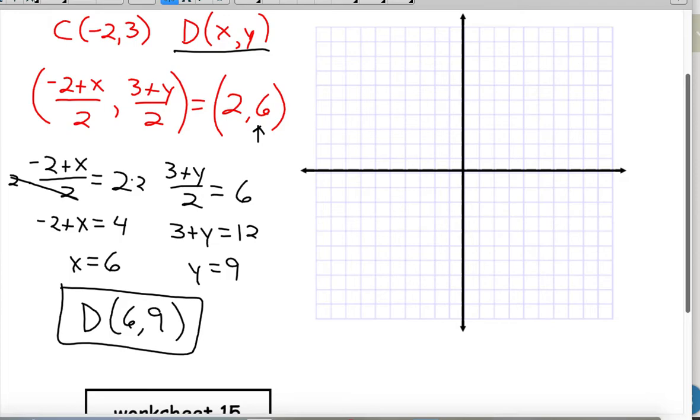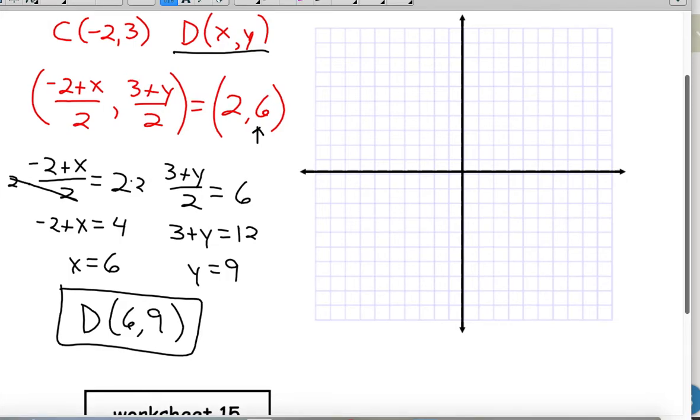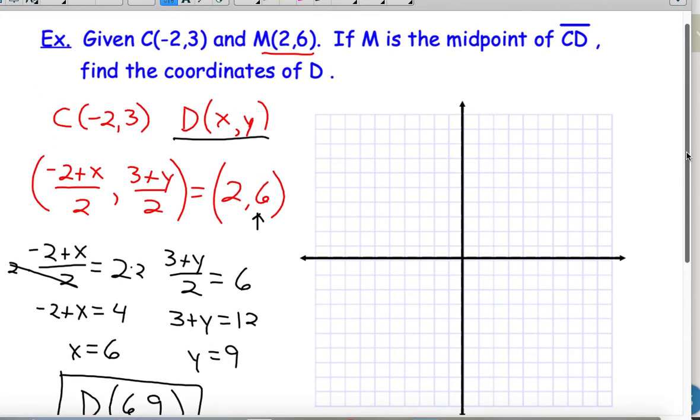All right, so that's one way to do it. Let's do it using the graph. I think you're going to find this easier. C was at negative 2, 3. That's right here. And then M is at 2, 6. 2, 1, 2, 3, 4, 5, 6, right there. All right, so there's M.